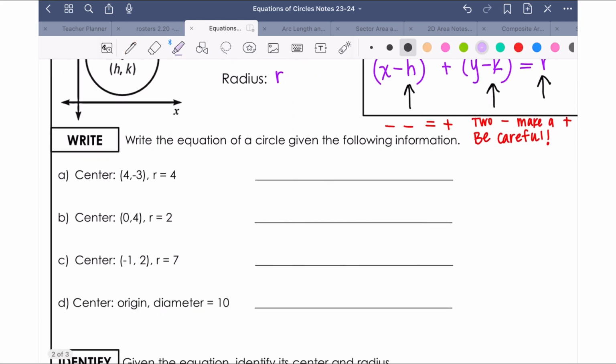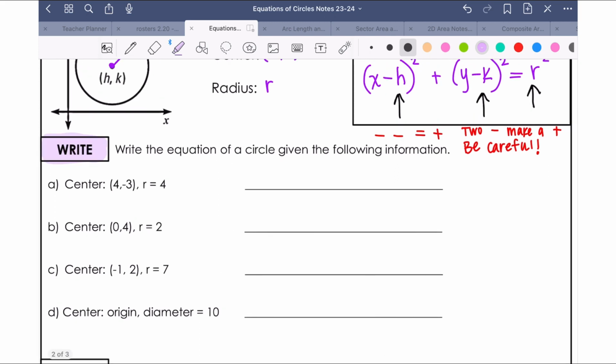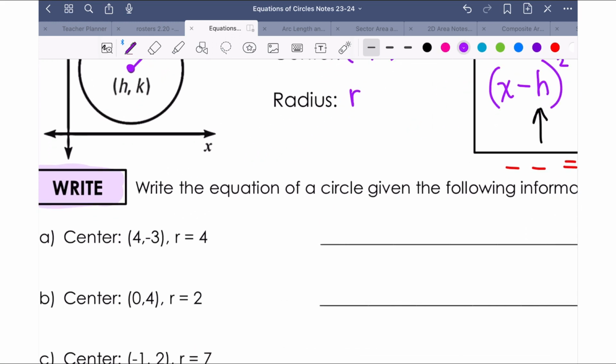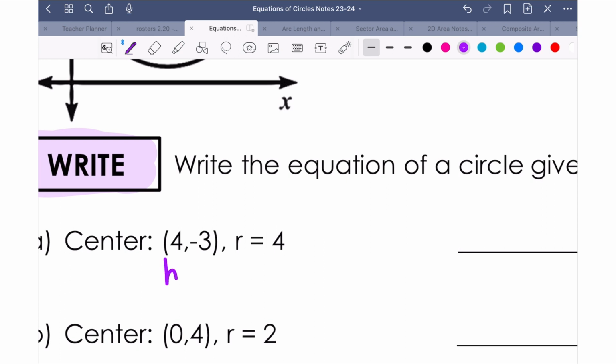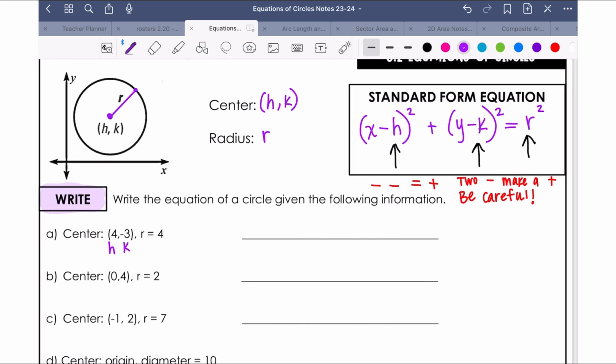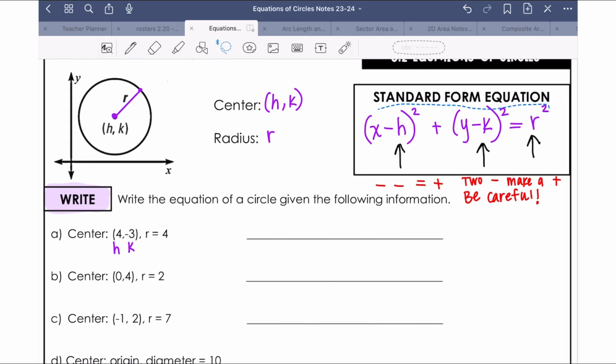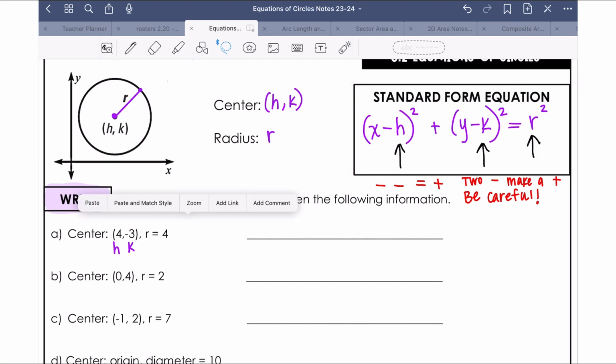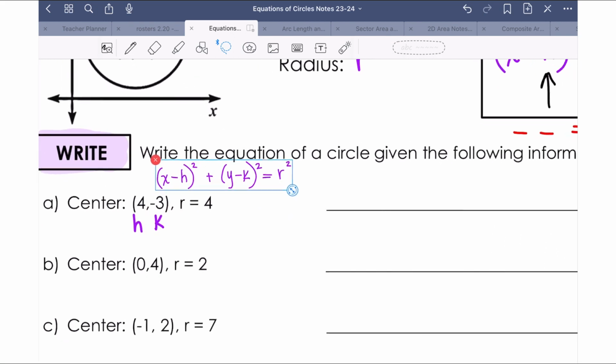So, like I said, you're just writing the equation. We're writing it. Write the equation. Okay, so let's follow it like a recipe. Now, the first one says my center is (4, -3). So if I had a graph, that's where the center would be. So I'm going to label everything, okay? My center is h and k. My radius is 4. All right. I'm going to copy this over here so I can have a closer view.